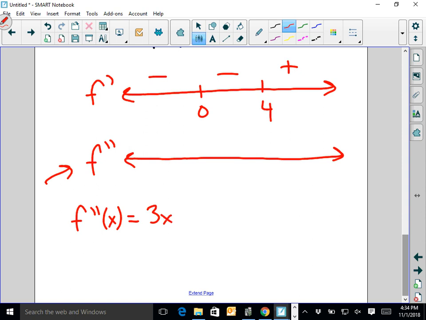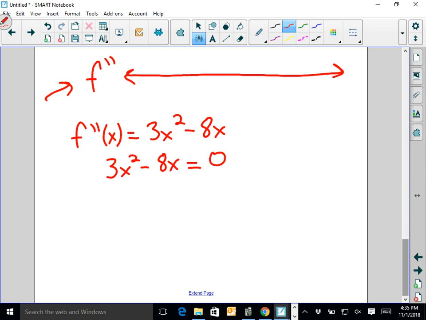Okay, so there is my second derivative. Now I need to set this thing equal to 0. Okay, now I want to solve this for 0. I see an x in both terms, so I'm going to factor out an x. When I factor out an x, I'm left with 3x minus 8 equals 0. I'm going to set both of these things equal to 0.